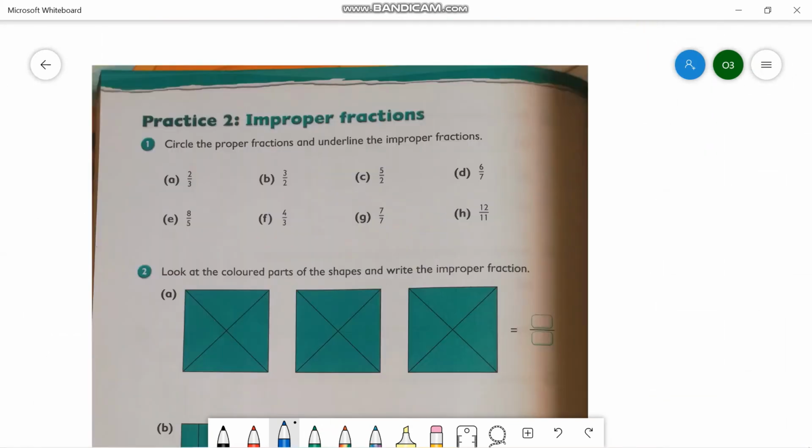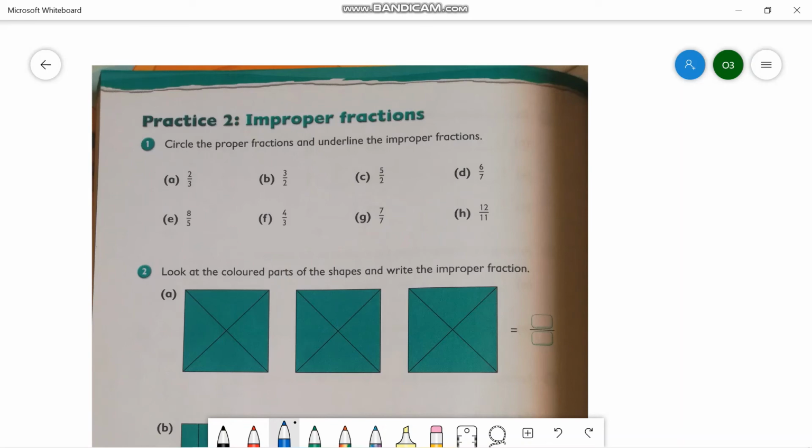So now let's go to your workbook. Let's answer page 142 and page 143. Let's start with number 1. Circle the proper fractions and underline the improper fractions. So if you see any proper fraction, you have to circle it out. If you see any improper fraction, you have to underline it.